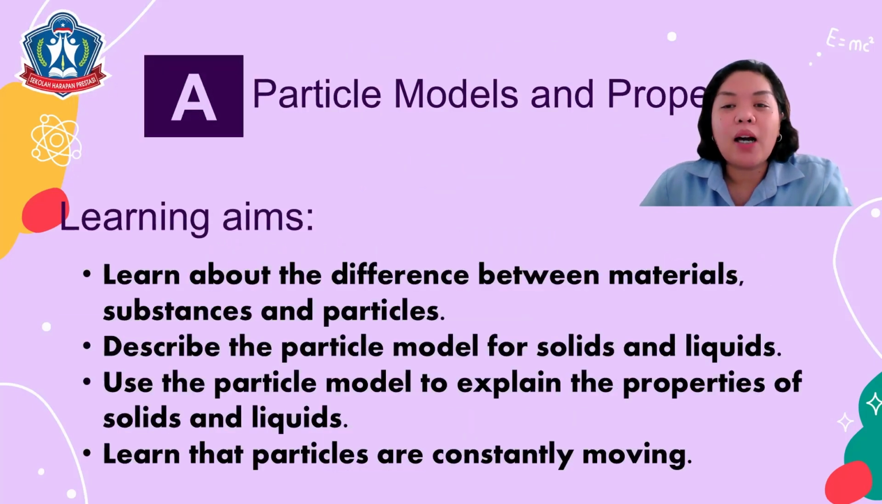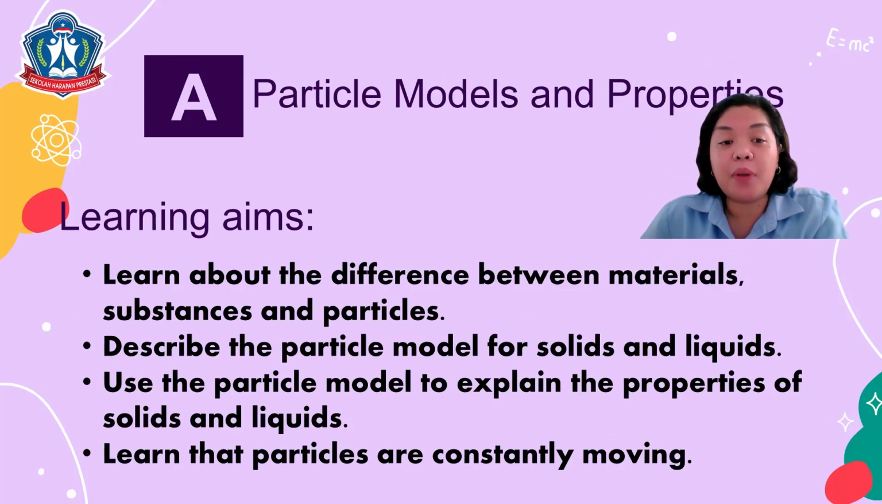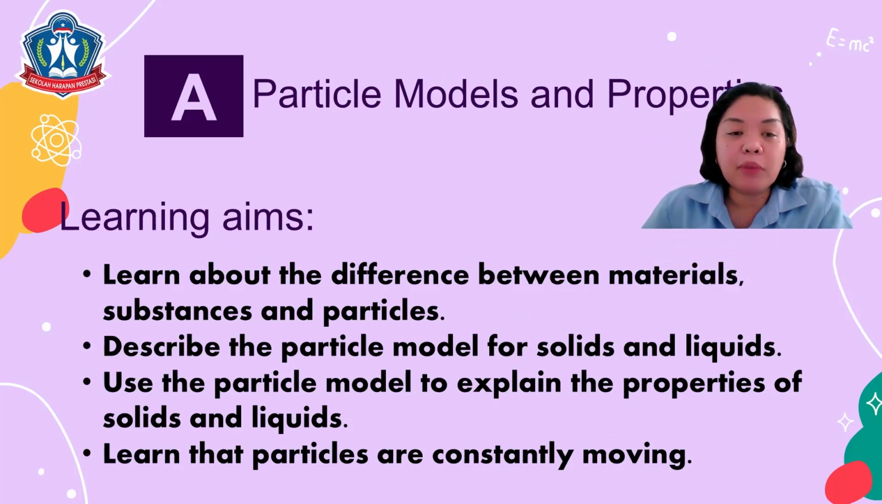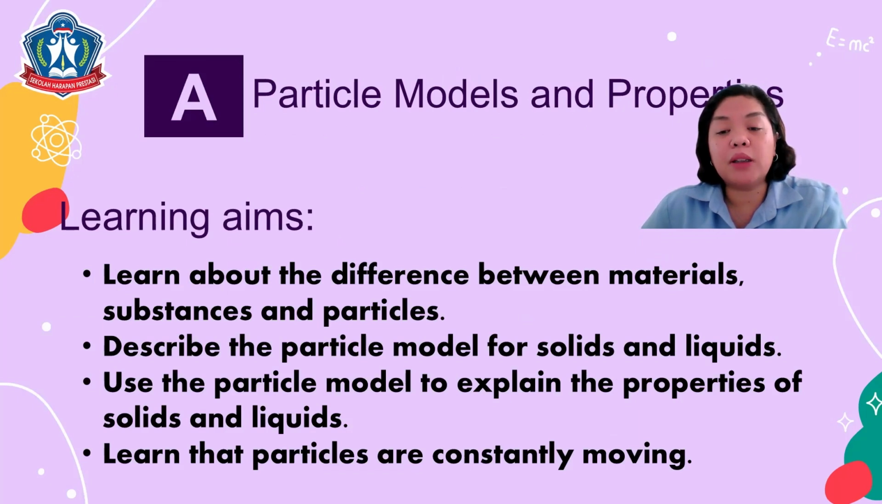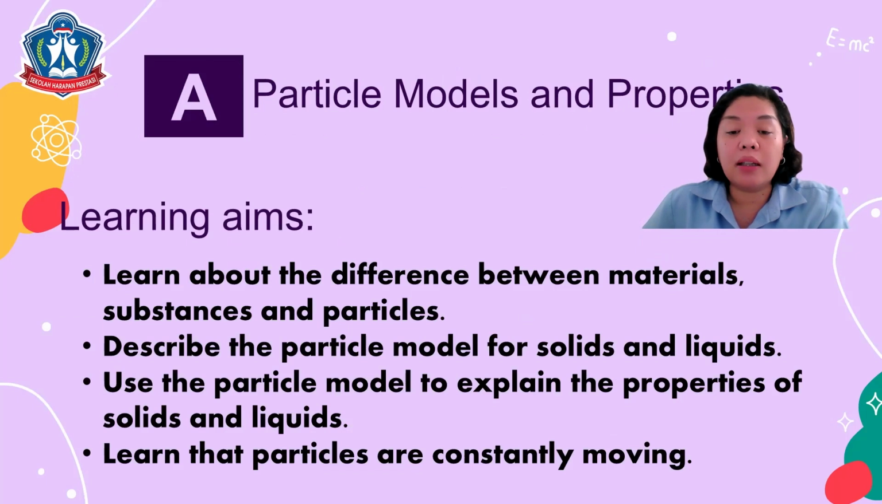So let's start with lesson A. We have particle models and properties. So the learning aims of this lesson are to learn about the difference between materials, substances, and particles. Describe the particle model for solids and liquids. Use the particle model to explain the properties of solids and liquids. And learn that particles are constantly moving.